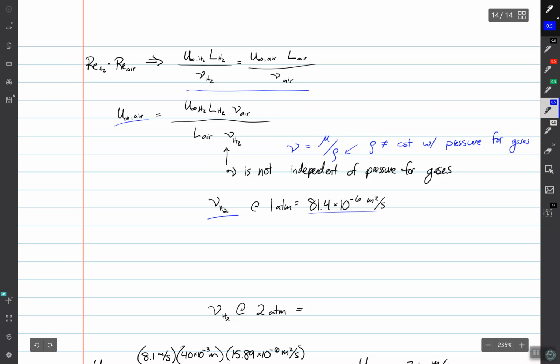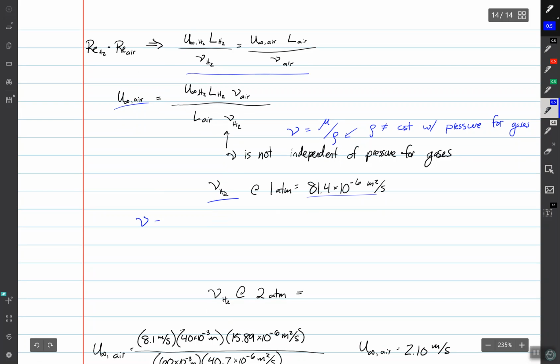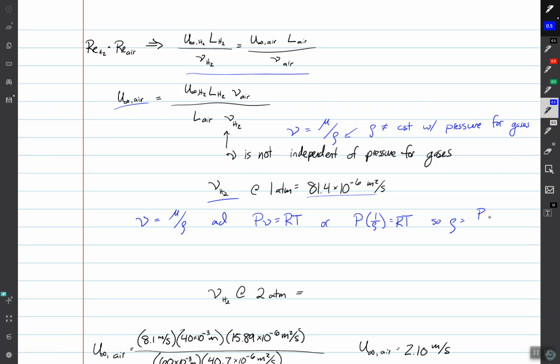We know that the kinematic viscosity equals the viscosity divided by the density. And we know that PV equals RT, or P times 1 over the density equals RT. So density equals P divided by RT. Okay, so we can put these together.